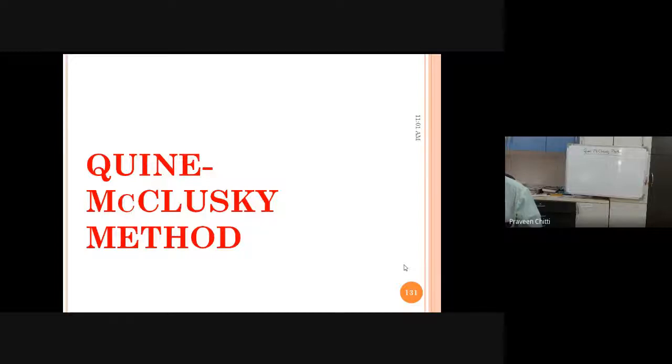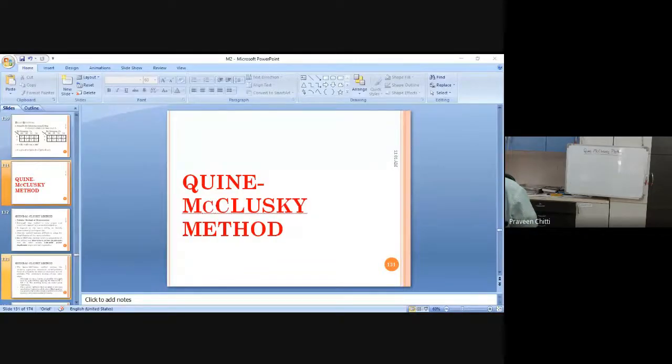Advantages and disadvantages of K-map method? Can anybody tell me? What are the advantages and disadvantages of K-map method? Can someone explain to me what are the advantages and disadvantages of K-map method?